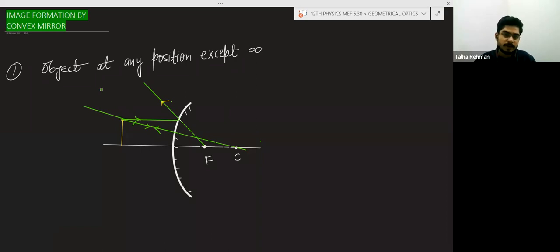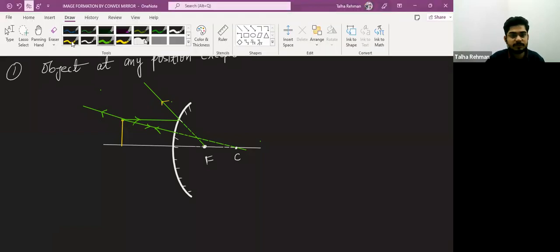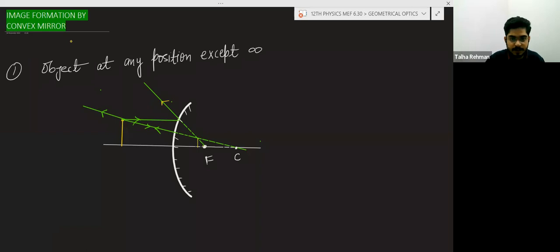Now you can see this is the reflected ray, this is also the reflected ray. Both the reflected rays in this case are diverging rays, and diverging rays will never meet. So what we will do, we will produce these diverging rays in the backward direction, and somewhere here these rays will meet and you will get the image. So this will be the image of the object.